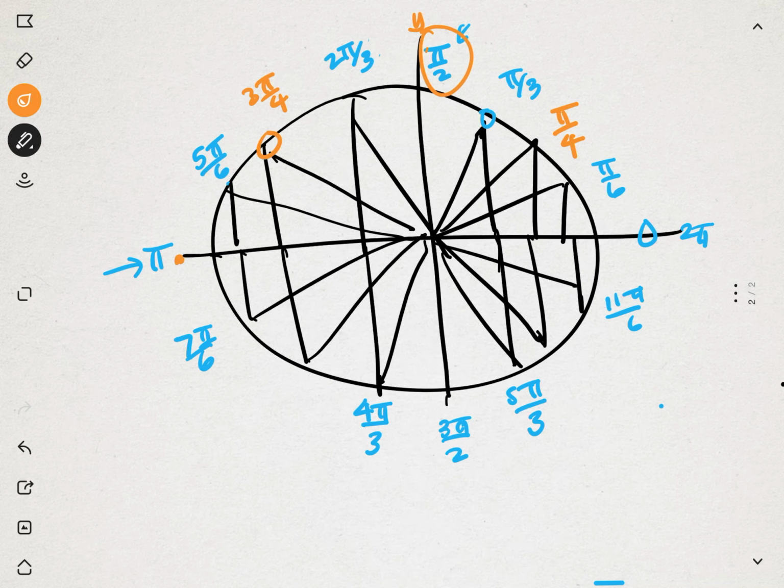Then we'd hit the x-axis again. That would be 4 pi over 4, which is equal to just pi. 4 divided by 4 is 1. Then we'd have 5 pi over 4. Technically, this one right here would be 6 pi over 4, but that reduces to 3 halves pi. And then the next one would be 7 pi over 4.